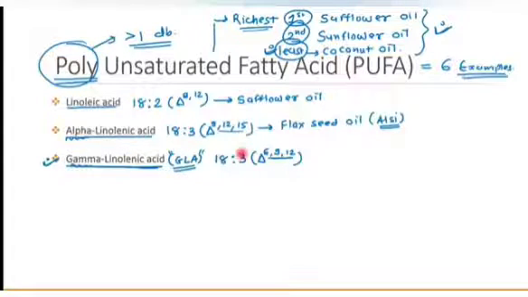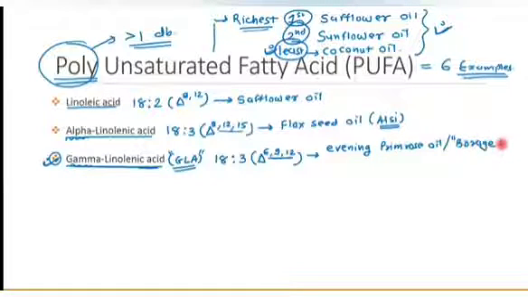Okay. Now why I said that this is of particular interest and of particular importance, that is because its richest source is the evening primrose oil. It is evening primrose oil and borage oil. Both have this gamma linolenic acid. They are used in the fibroadenoma of the breast.